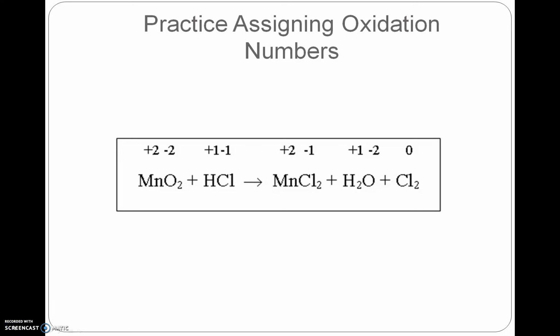So chlorine would be the element oxidized as it lost an electron from the reactants to the products, and there would be no element reduced because no element gained electrons.